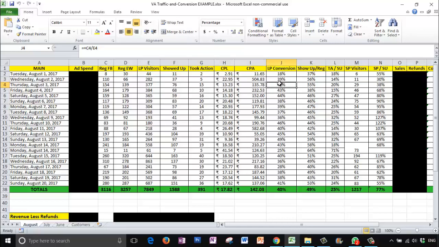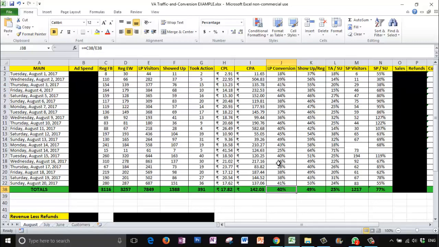So 41% is basically C4, which is 154, divided by E4, which is 377. How many people registered for the webinar divided by the number of people who came to the registration page. So the first major metric that I really look at is my landing page conversion. And as you can see, for me, it's been roughly about 40%, which is the average for all the days that we are looking at.